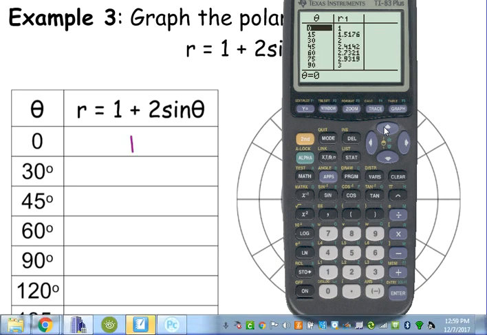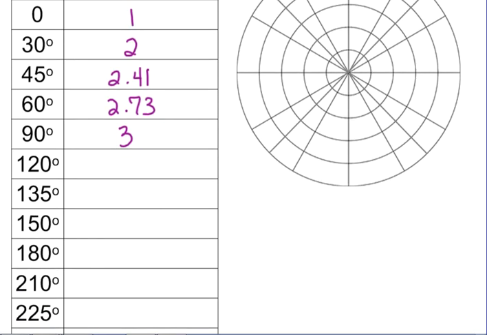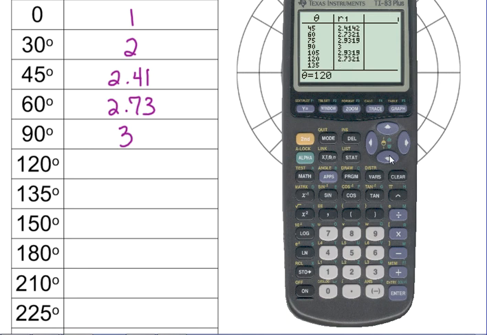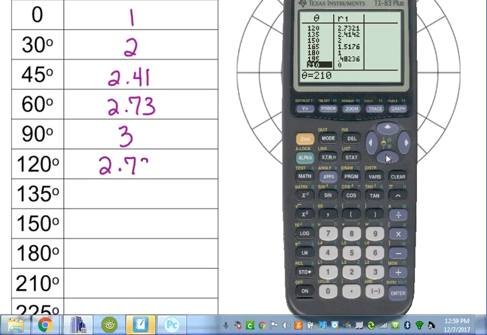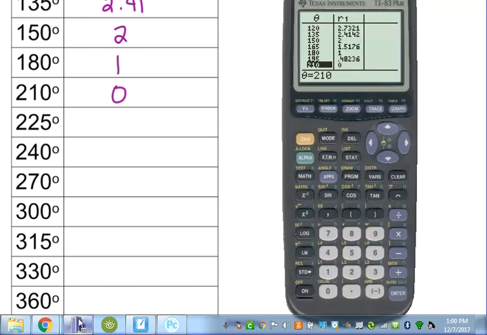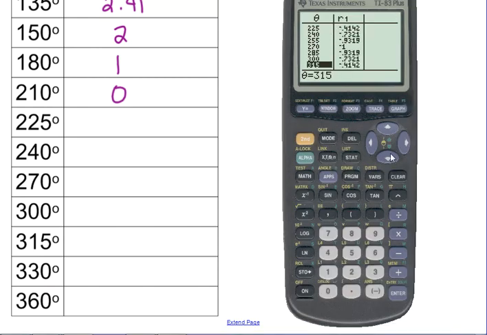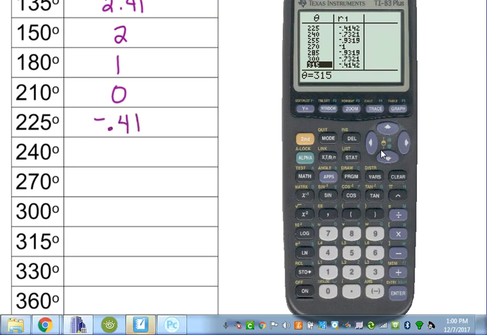This time at 0, we're at 1. 30 is 2. 45 is 2.41. 60 is 2.73. 90 is 3. 120 is 2.73. 135 is 2.41. 150 is 2. 180 is 1. 210 is 0. Kept going on this one. 225, -0.41. 240, -0.73, 270, -1, 300, -0.73, 315, -0.41, 330 is 0, 360 is 1.